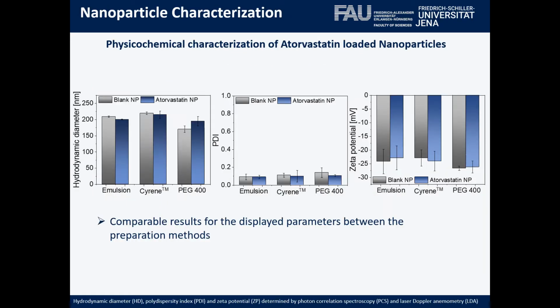So when we prepared our nanoparticles, we characterized them for their physicochemical characteristics. And here we can see that we have comparable results between the preparation methods. We see on the left side the hydrodynamic diameter. That is a measurement for the particle size. We have comparable particle sizes. We also have a very narrow particle size distribution and a negative zeta potential, which is a measurement for the stability of the particles in dispersion.